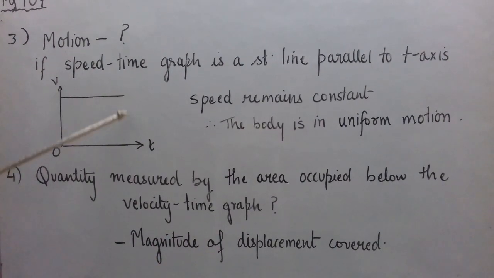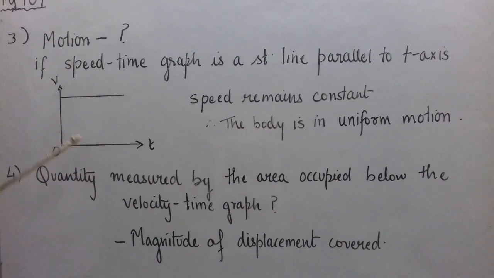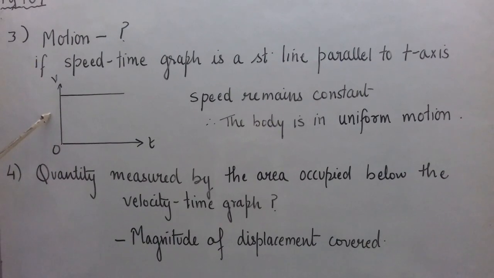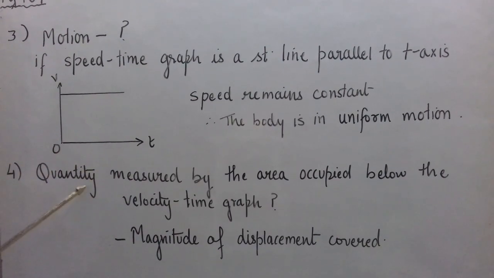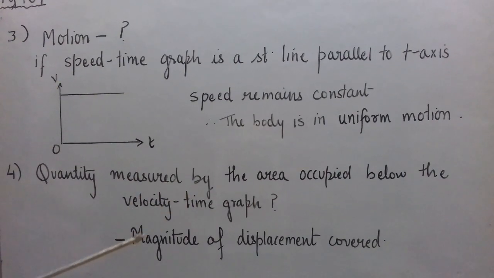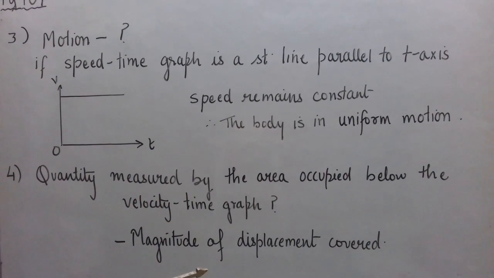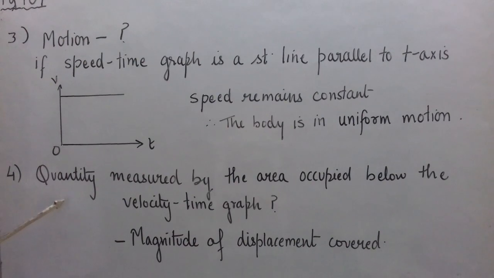See, this will be a rectangle and length into breadth will be V into T. We know V is S upon T. So S will be equal to V into T. So the quantity measured by the area occupied below the velocity time graph is the magnitude of displacement covered. If it was a speed time graph, we can write distance covered. This we have done before also under the uses of graph lecture.